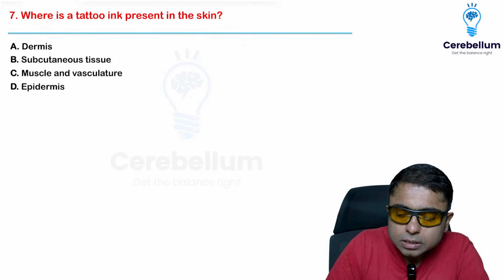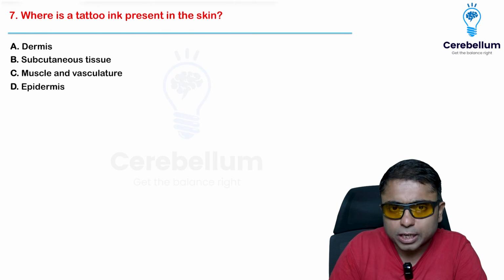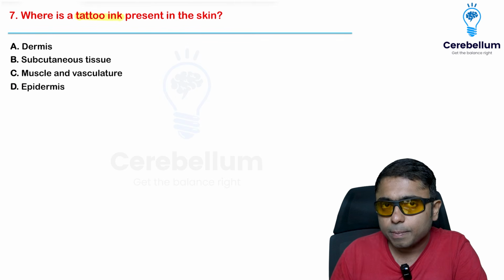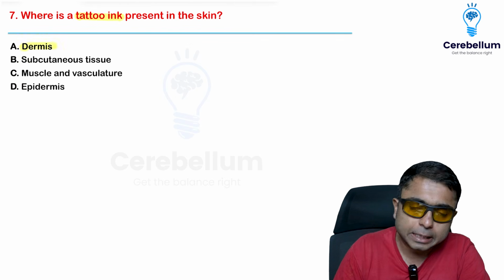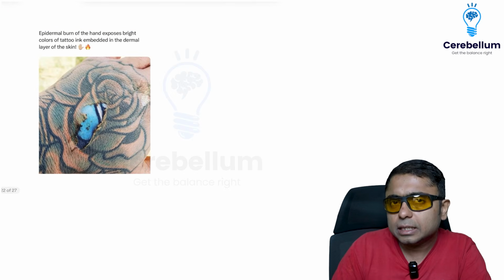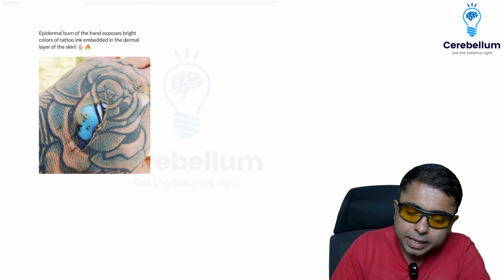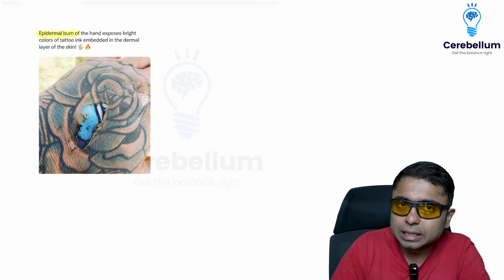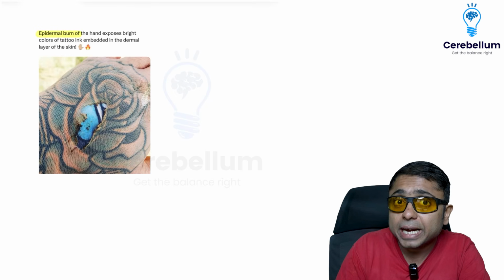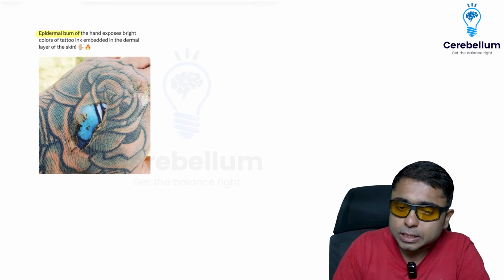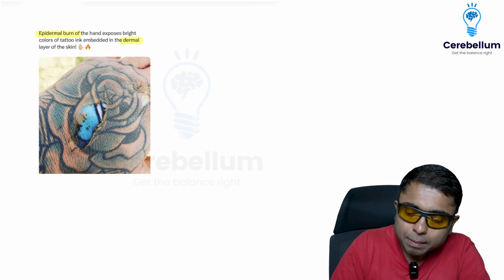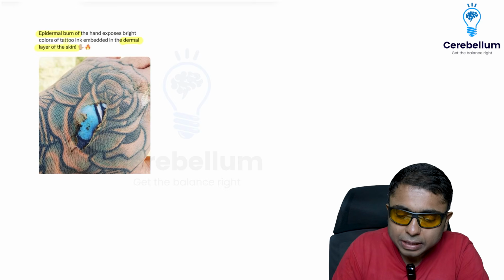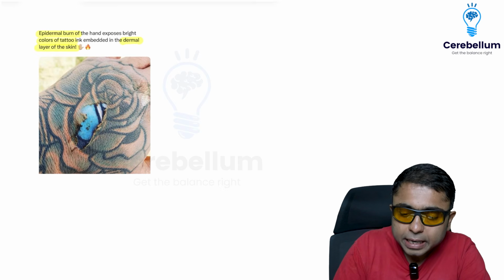Next is this question. This, we can say, is just a factual question. Tattoo ink in the skin is going to be present in the dermis. So remember, if you look at this picture, which is not given in the examination, here you can see a patient having a tattoo over which there was an epidermal burn. So the epidermis is gone, and then the dermal layer of the skin is becoming evident, as you can see here.